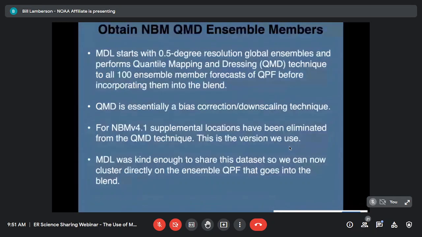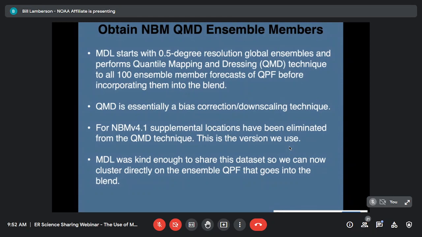All right, so obtaining the NMQMD ensemble members. MDL starts with the half-degree resolution global ensembles and then performs quantile mapping and dressing techniques to all 100 ensemble member forecasts of QPF before incorporating them into the blend. Before we were just using the raw half-degree data, but obviously MDL has much more computational power and they can do a lot more with the raw data than we ever could. So essentially, this QMD technique is a bias correction and downscaling technique.